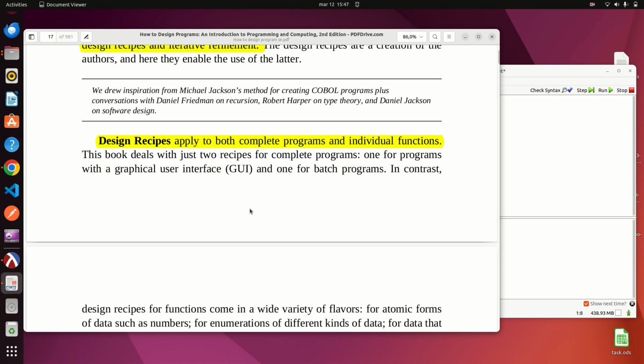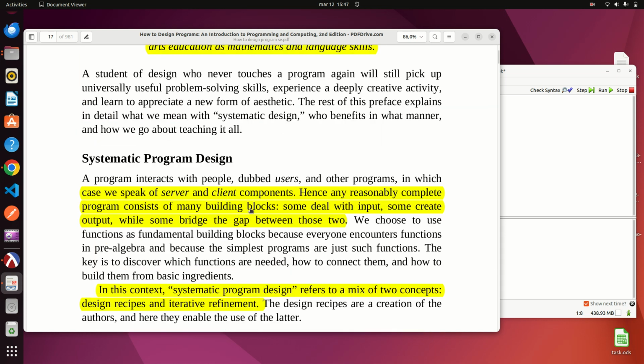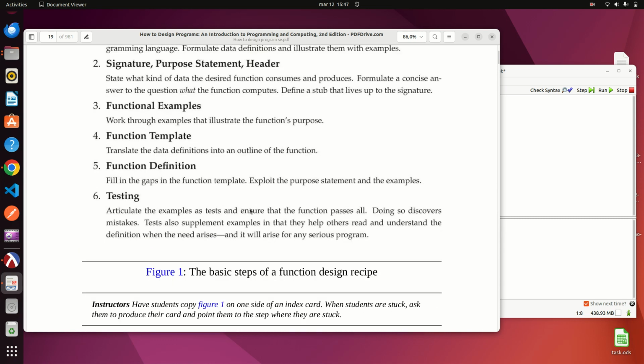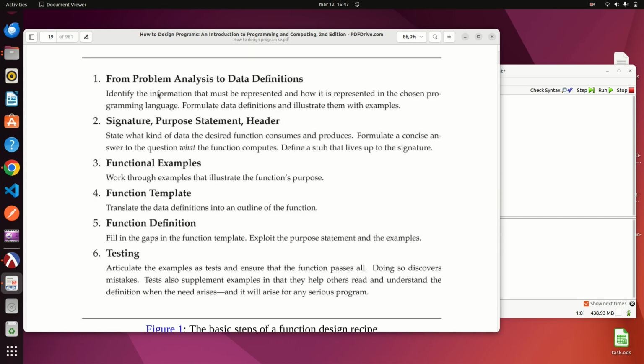And then I have highlighted a bunch of parts. I'll do the questions, I'll read through this, and you could see the 6 parts here. From problem analysis to data definitions, identify the information that must be represented and how it is represented in the chosen programming language, formulate data definitions, illustrate them with examples. So you have these 6 steps, from problem analysis to data definition, signature, purpose statement, header, functional examples, function template, function definition, and testing.